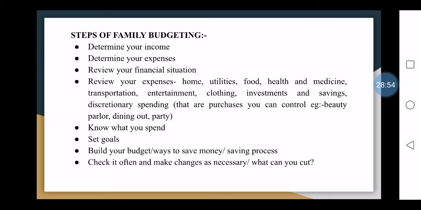Build your budget, ways to save the money and saving process. You should always build your own budget. You should see the way how you can save the money, and check it often and make changes if necessary, and what you can cut off. Always keep on changes so that you can do improvements.